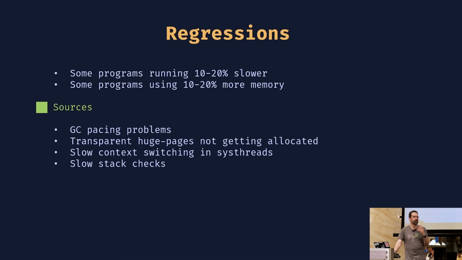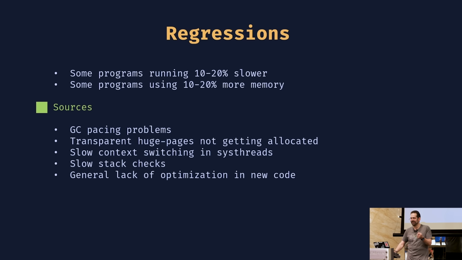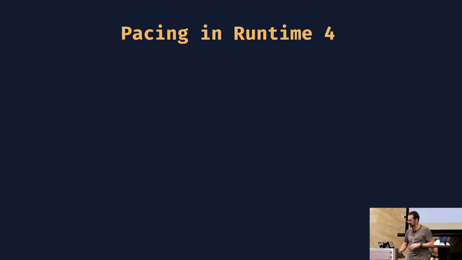And that involved a new kind of check for when you're over the edge of your stack, and that turned out to be slow. And then there was just kind of a general lack of optimization in the code. The code just wasn't as beaten to death and optimized as the old version, and that came up in a bunch of ways. So I do not have time to talk about all of this, so I'm going to talk about pacing, right? There's a bunch of stuff we learned about pacing, and I'm going to cover most of that.